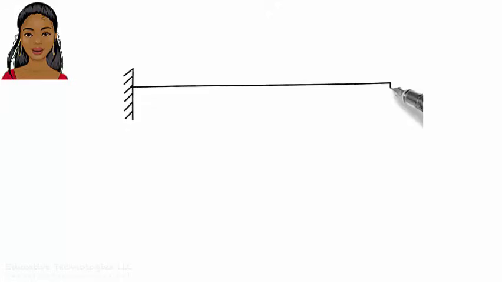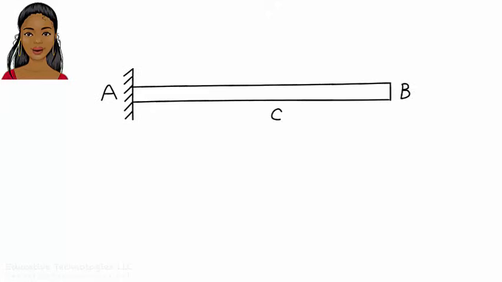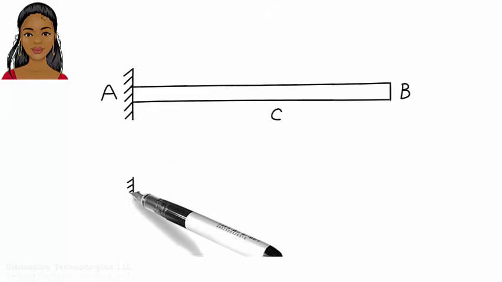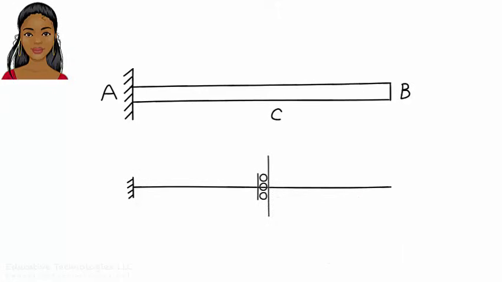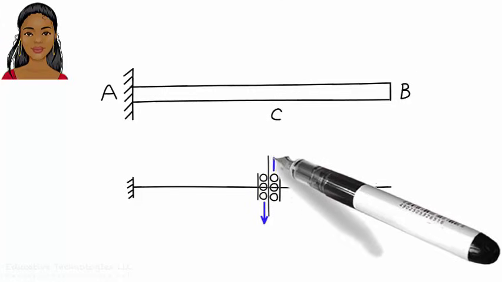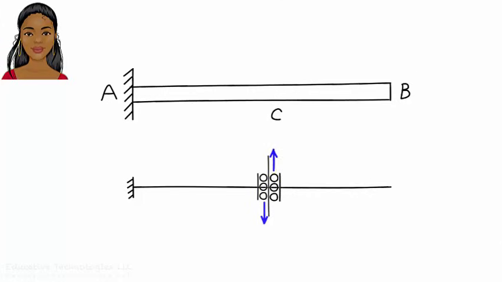Now let's consider a cantilever beam. Draw the influence line for shear at C. First, place a pair of vertical rollers at C. Then subject the rollers to a pair of vertical forces like this. Now draw the displaced shape that results.